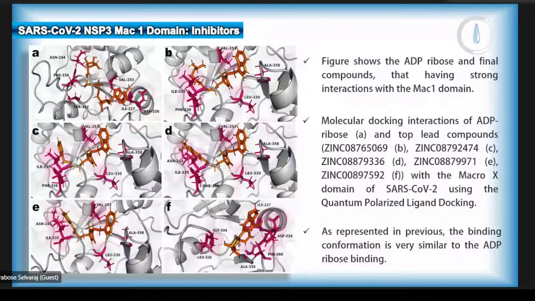We used some quantum mechanical study to ensure the interactions are realistic, because molecular mechanics force fields may not be that highly accurate. So we used quantum polarized ligand docking. We took quantum charges and imported them to the ligand to ensure the charge levels, because in quantum charges the accuracy is higher. That's why we used quantum charges, and we found these molecules.